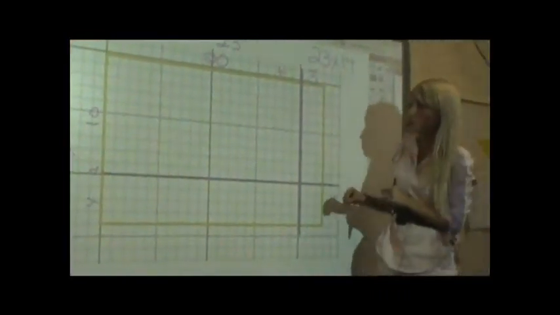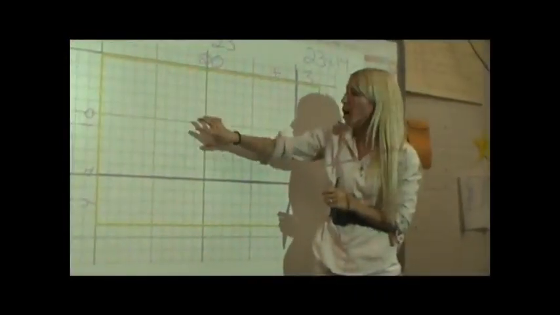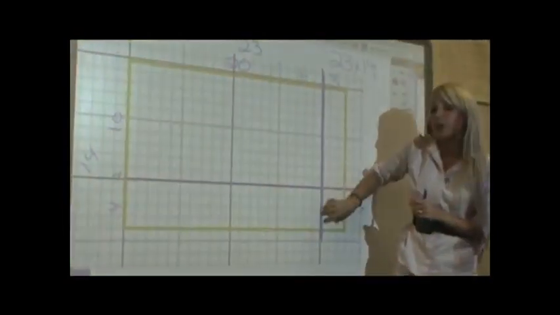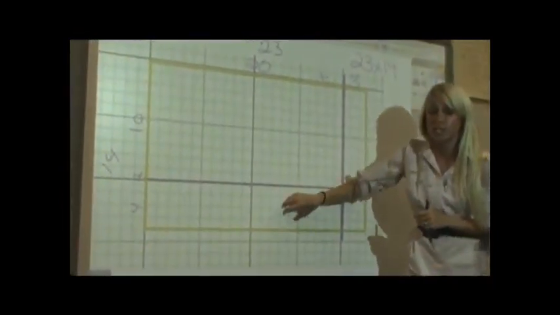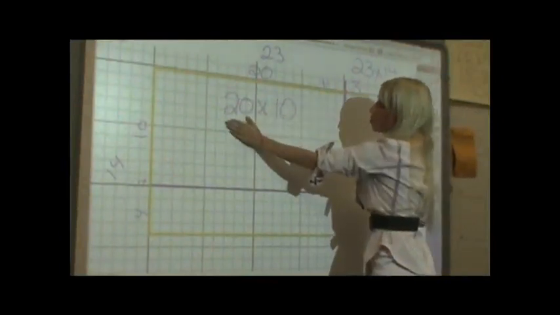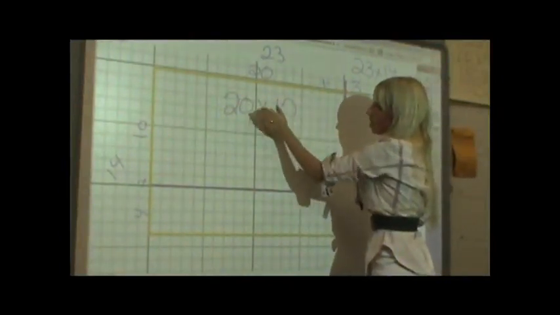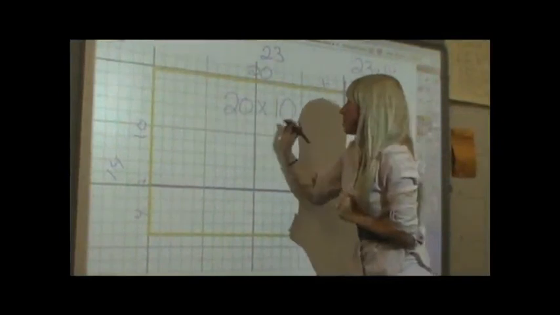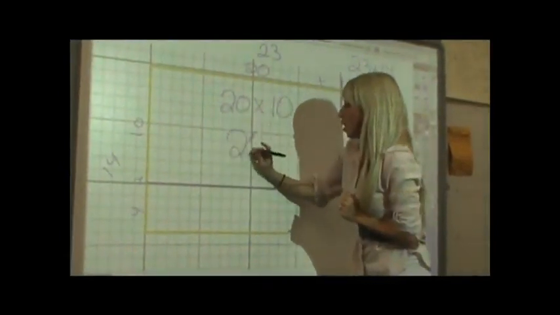This helps the students to understand that you're really solving 4 simpler multiplication number sentences, and then you're piecing those products back together at your end to get the total. This section of my array is showing 20 times 10. 20 groups of 10 equals 200.